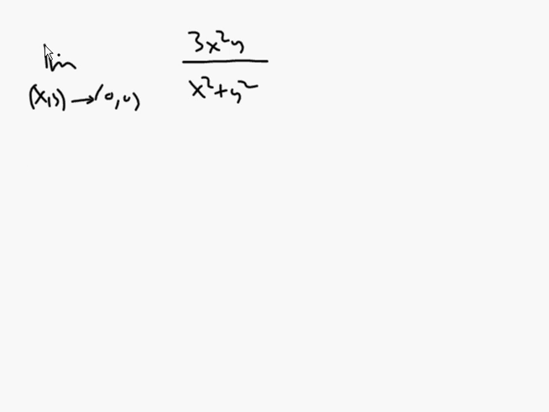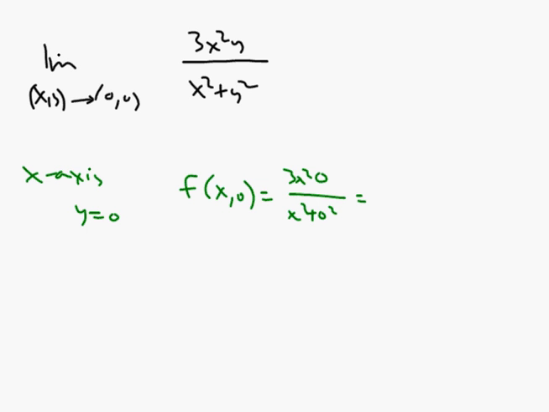Suppose we approach along the x-axis. The x-axis means that y is 0. Well, if y is 0, the function becomes f of x comma 0, which equals 0 on top, because you have 3x squared times 0, over x squared plus 0 squared. So you get 0 over x squared, which is 0. So it turns out that this limit equals 0.